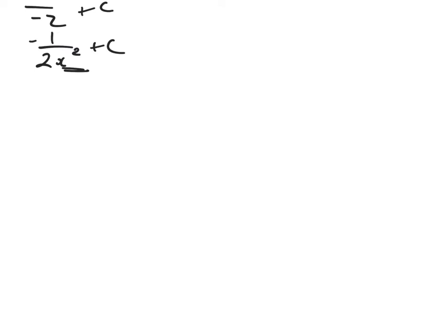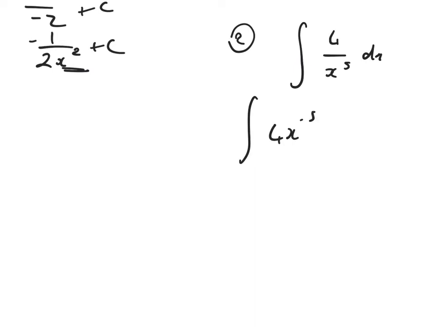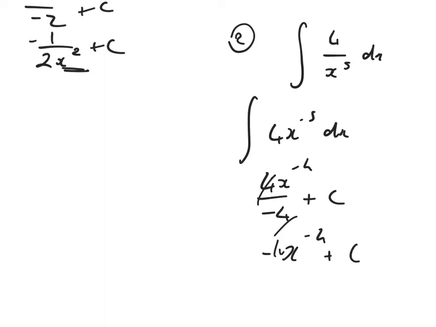Let's try another like that. So this time we're going to integrate 4 over x to the 5. So prepare to integrate first. That will be 4x to the minus 5. Add 1 to the power, divide by my new power, and that will give me that. They can cancel to give me minus x to the minus 4 plus c. Remember that there's a 1 times there. And I can bring this back down, minus 1 over x to the 4 plus c.